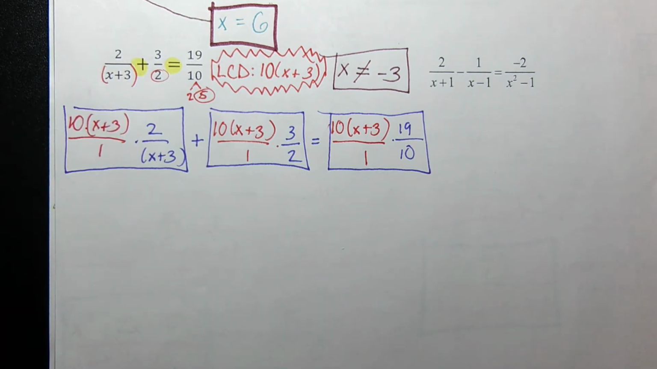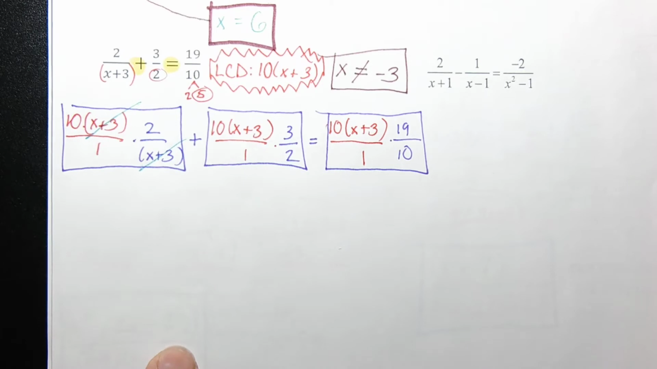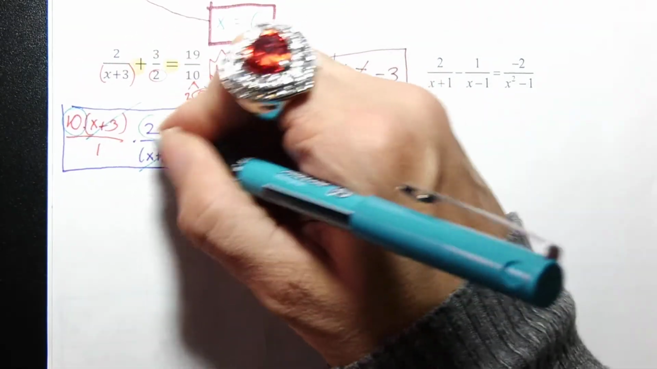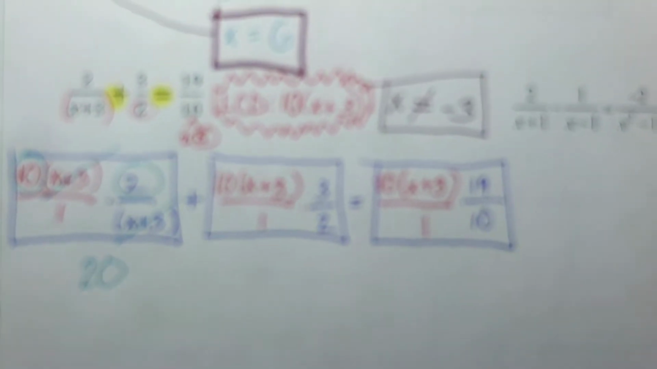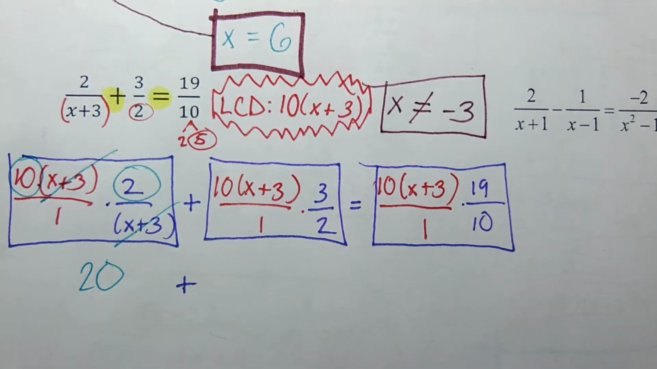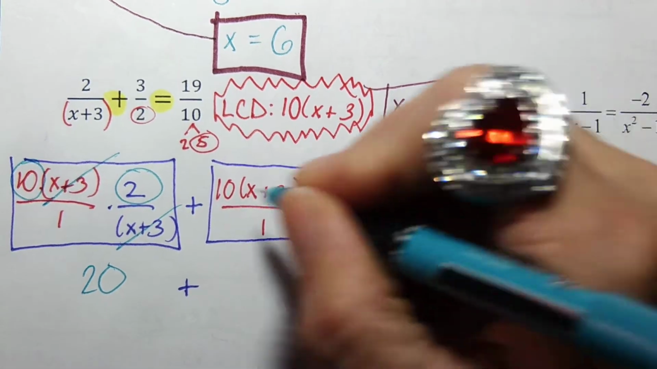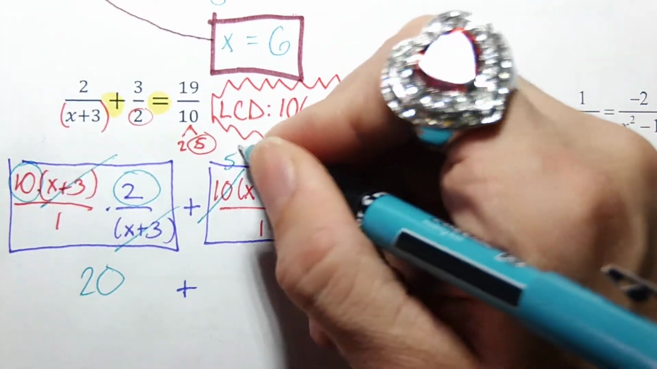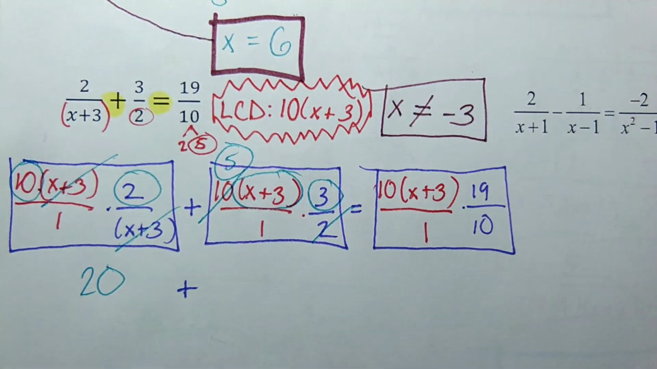So now the fun part, all the blowing up of the denominators. So we get to cross off x plus 3 with x plus 3, and we're left with 10 times 2, or 20. In the next box, we know we should be getting rid of that 2. What are we going to cancel it out with? The 10. So that will leave me with a 5, the x plus 3, and the 3.